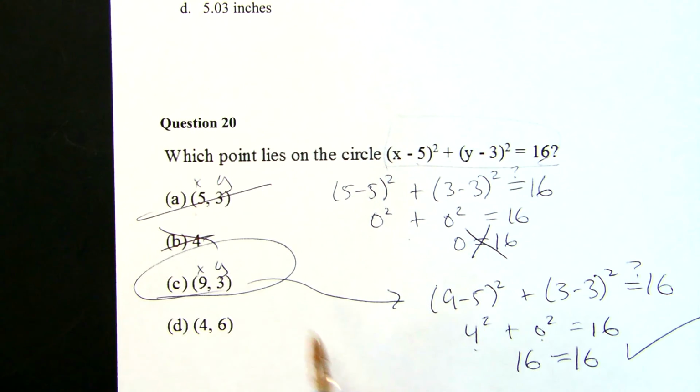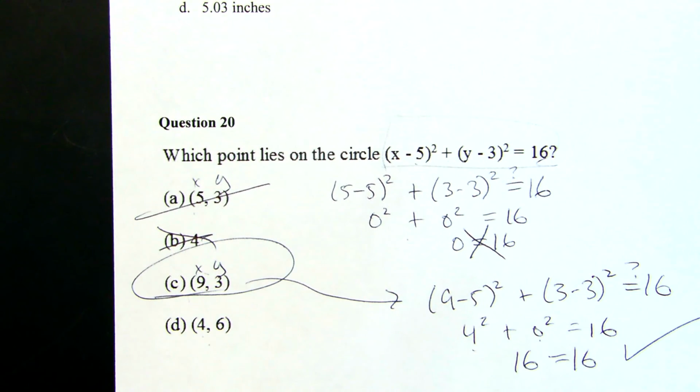If we want to be really sure, we check D to make sure that it's not on the circle. But for this case, I'll just tell you, yeah, it's 9, 3. Okay.